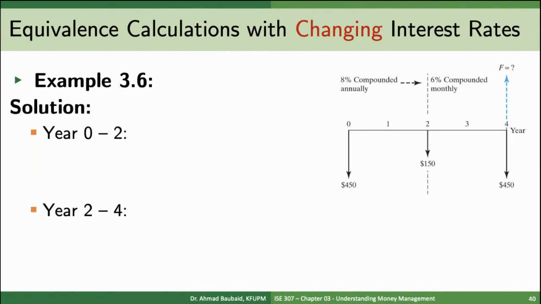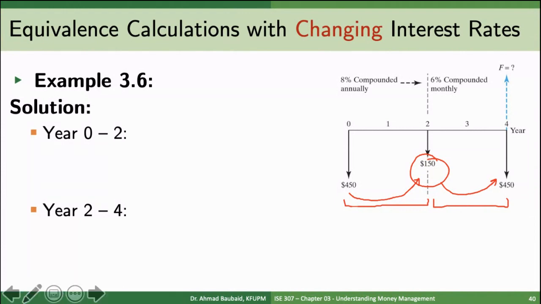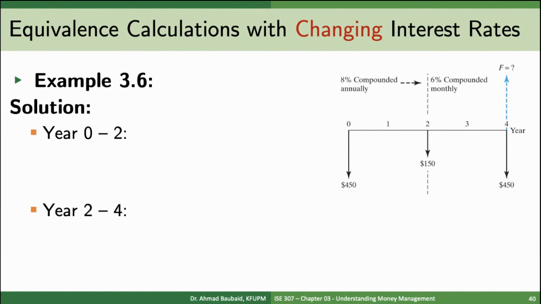So the first one is this part here because it has its own interest rate, and then the second one is this part here. And in fact, I can move this payment on its own here, and then add the 150, and then take them together and move them here, and then add the 450, right? So that's how the slides have it. So the first thing is we're going to look at years 0 to 2, right? And we know the interest rate is 8% compounded annually. What do I need to do now?